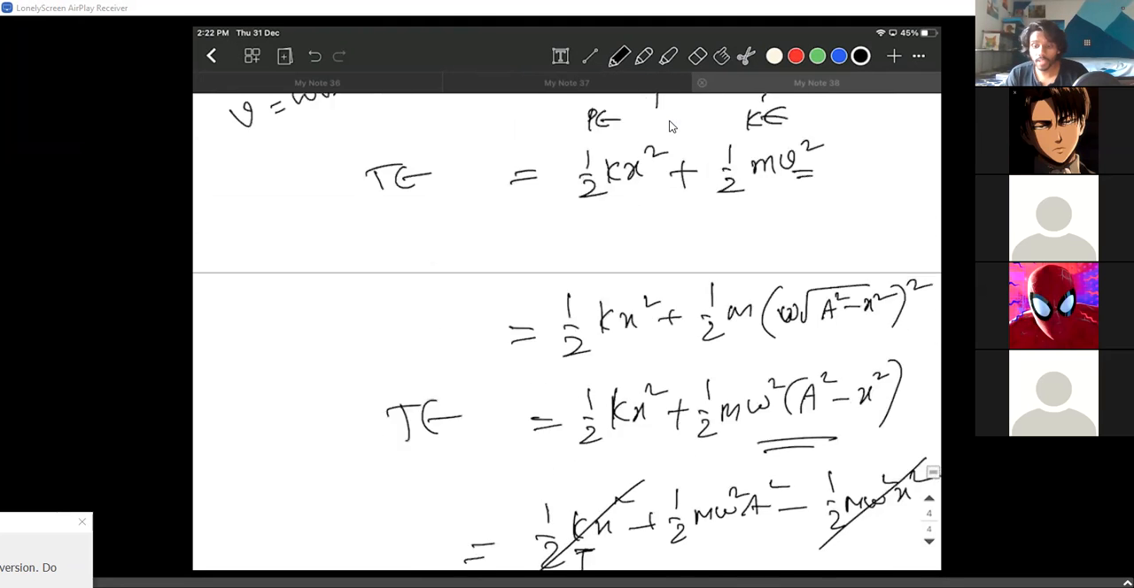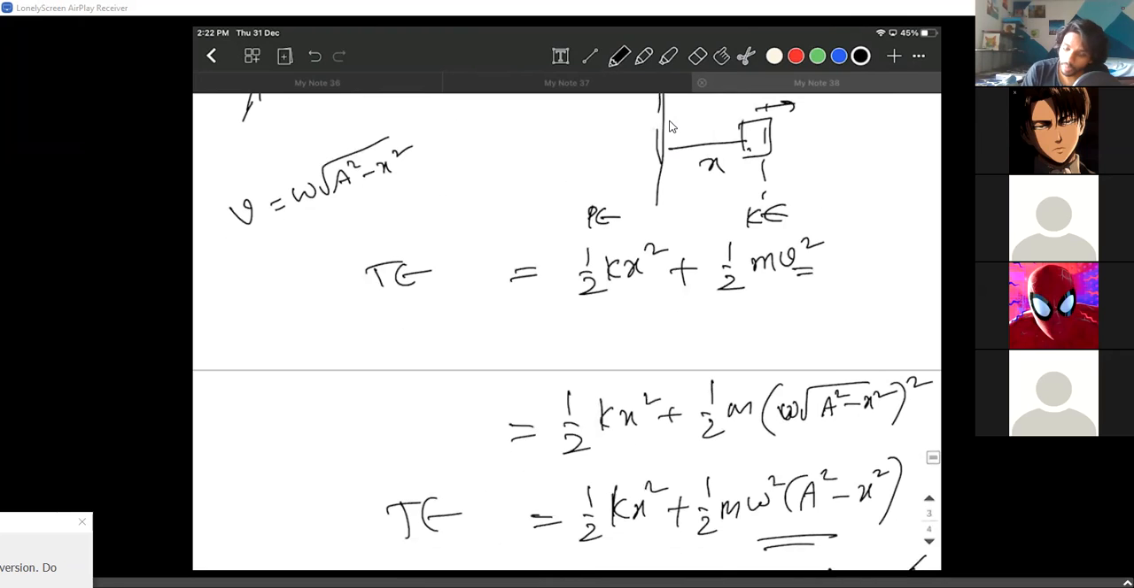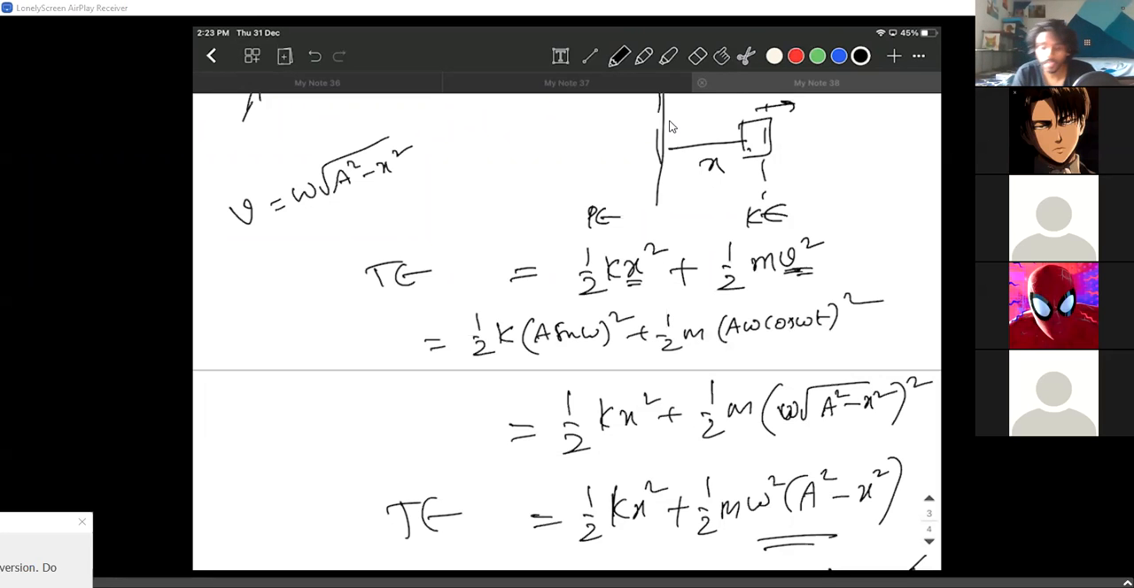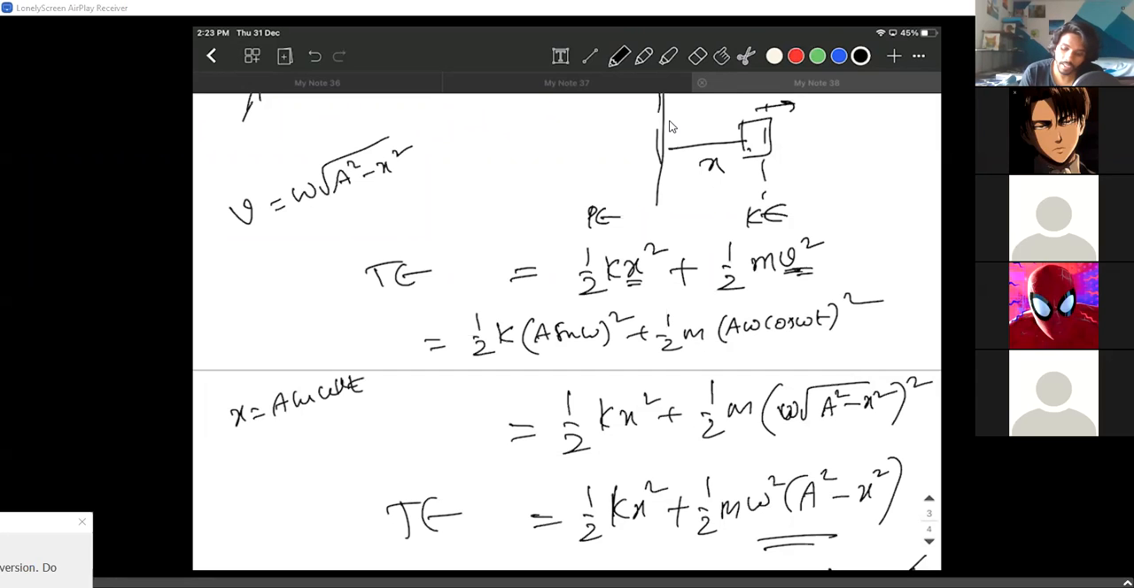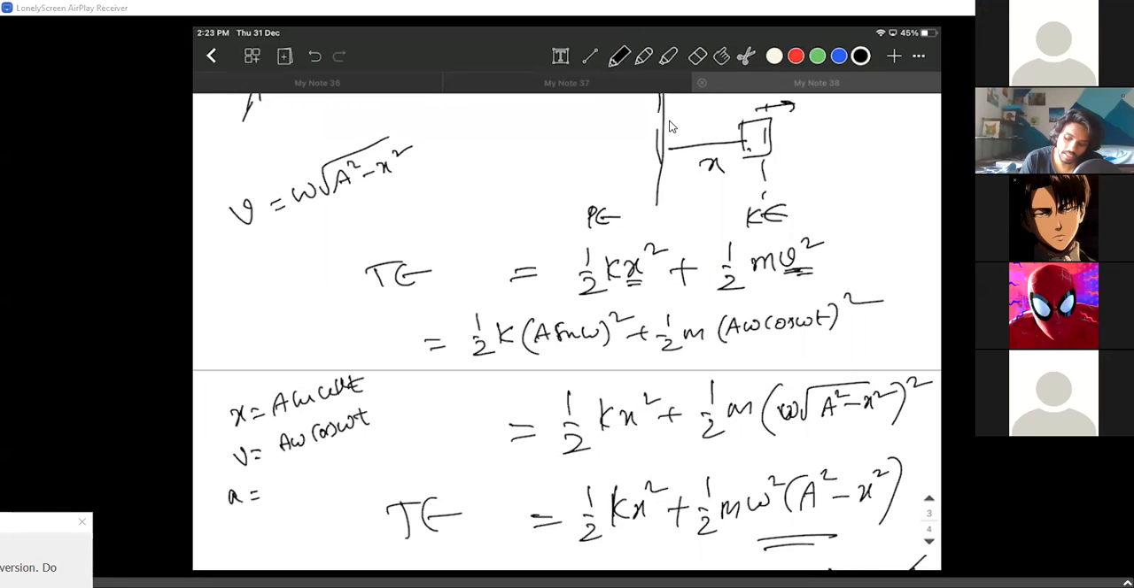People would like to write this in another form. In the place of x, a sine omega t. In the place of v, a omega cos omega t. Do you remember these equations, guys? The displacement equation as a sine omega t, then the velocity equation as a omega cos omega t, and the acceleration equation as minus a omega square sine omega t. We've done this already, right? Yes, sir.